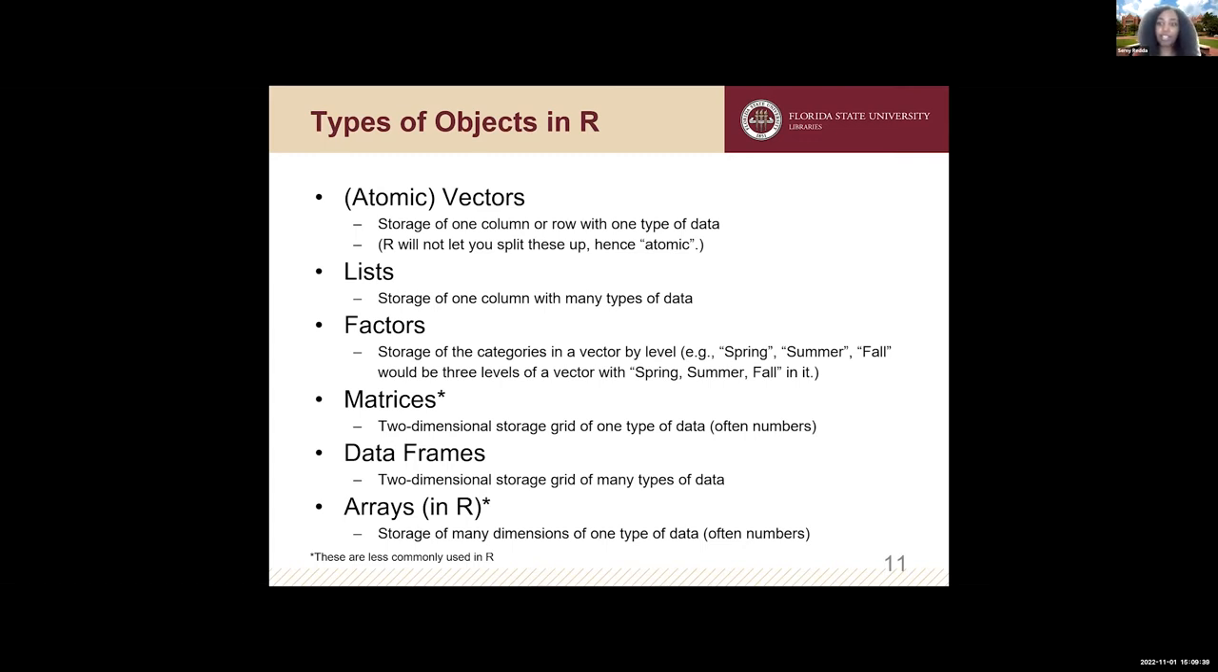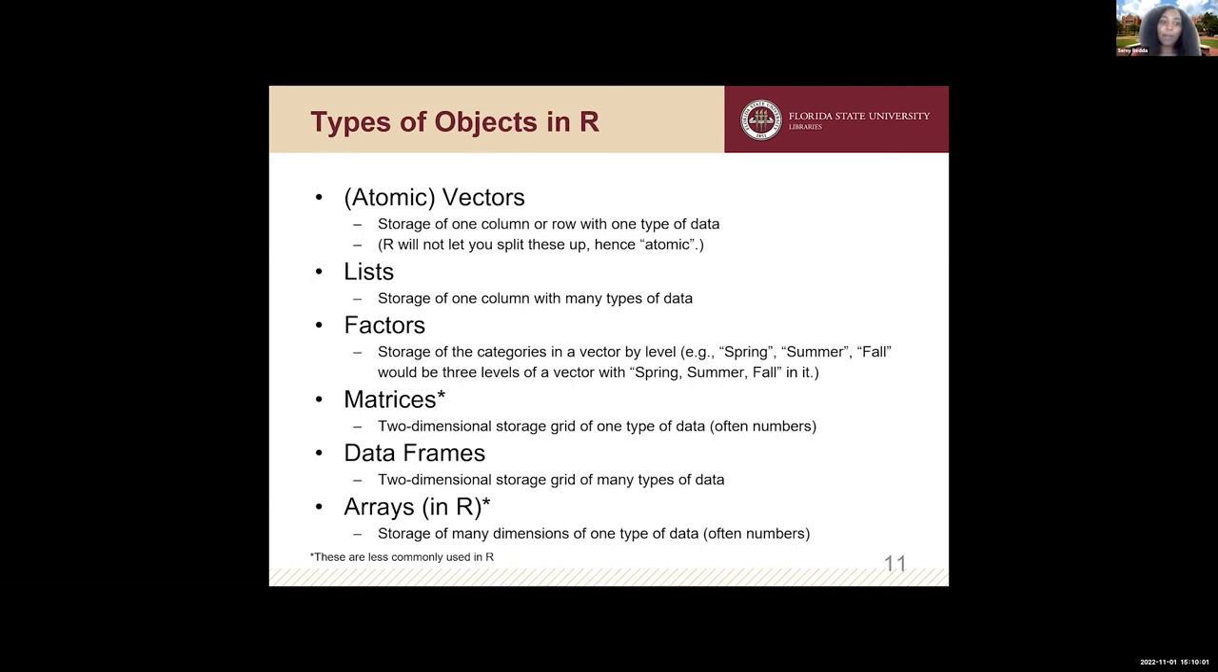And then you have factors, and factors are actually a type of object that are made from vectors, and they store the categories in a vector by level. So if you made a vector that has a bunch of categorical variables, the factor would be a way to store that by level. You have an example right here of a list of different seasons, and the factor would have three different seasons in it.